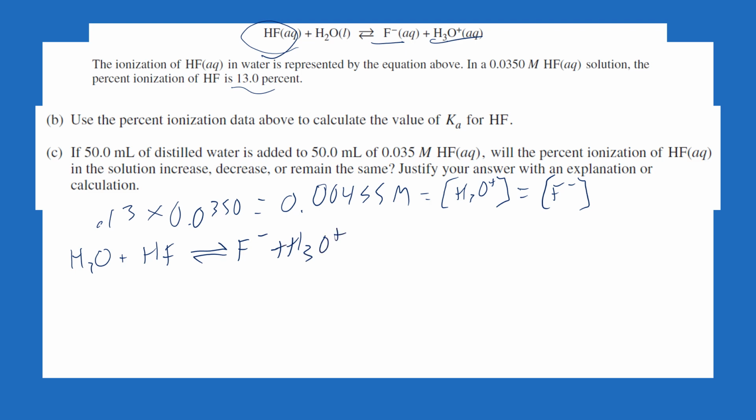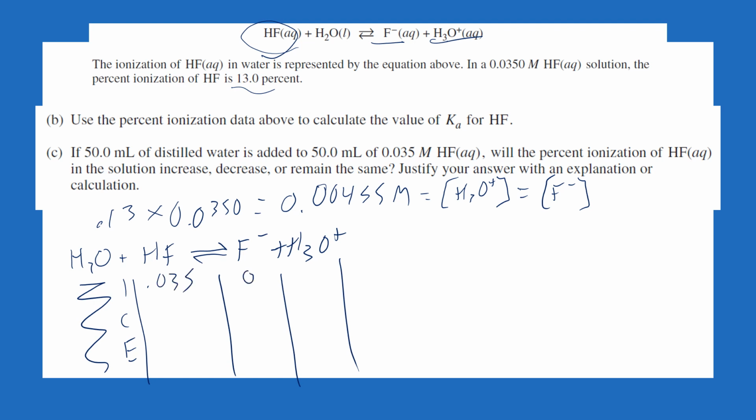Because water is not included in our ICE chart because it is a liquid. So HF, I have 0.035 of that to begin with and none of my ions. But we know that when it is ionized, it's 0.00455. The products are increasing, the reactants are decreasing. And because it's all 1-to-1-to-1, this decreases by x, this increases by x, this increases by x. And so we know that x is equal to that 0.00455.